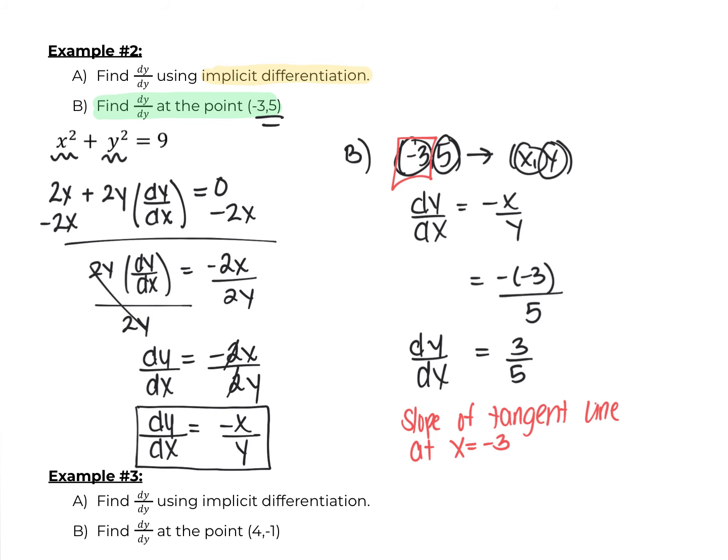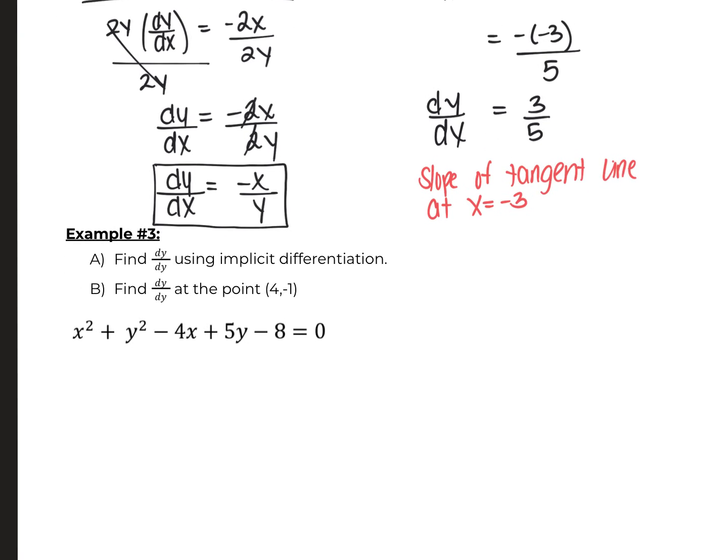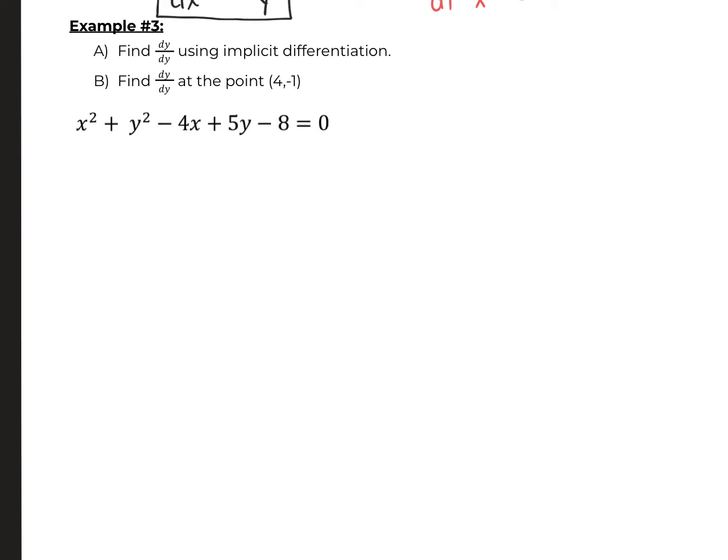All right, let's try a more difficult example. So we need to find, same thing, dy over dx using implicit differentiation, and then find dy over dx, or the derivative, at this point. So implicit differentiation says we can take the derivative of each of the pieces. So the derivative of x squared is 2x. The derivative of y squared is 2y.